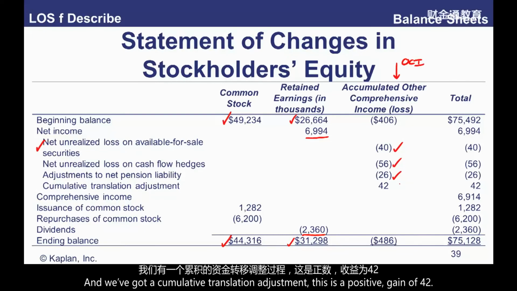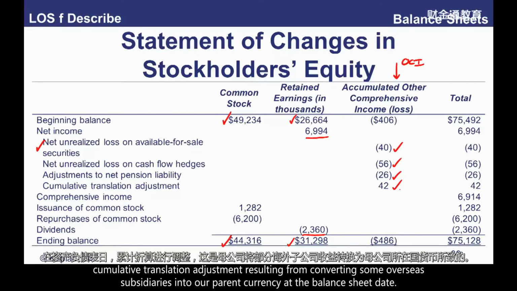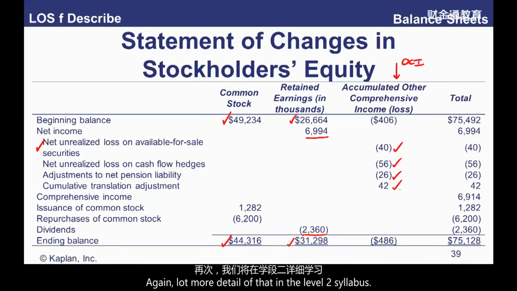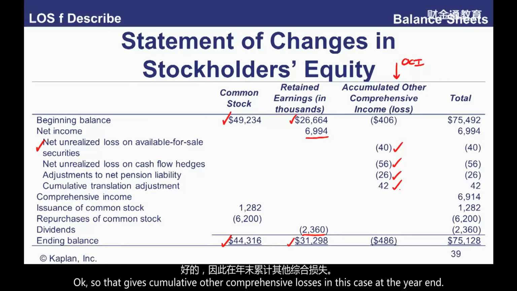And we've got a cumulative translation adjustment. This is positive, a gain, therefore, of 42. The cumulative translation adjustment results from converting subsidiaries, overseas subsidiaries, into our parent currency at the balance sheet date. Again, a lot more detail of that in the Level 2 syllabus. Okay, so that gives us the cumulative other comprehensive losses in this case at the year end.